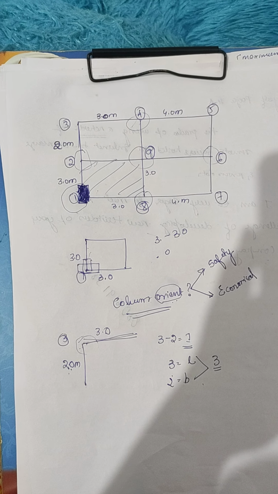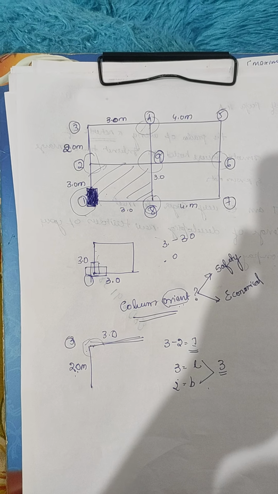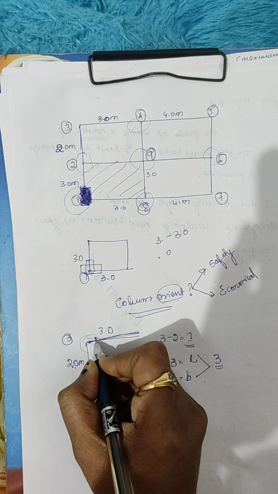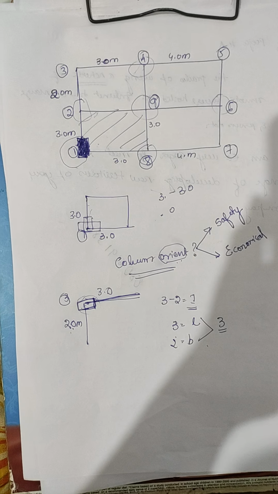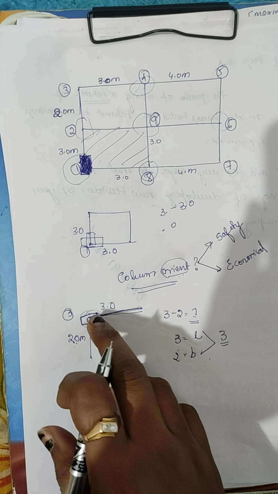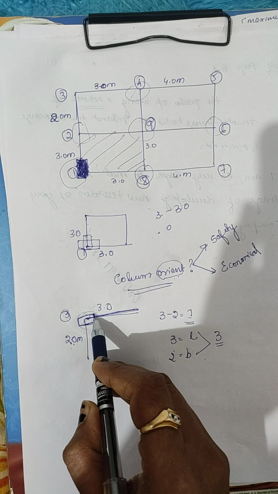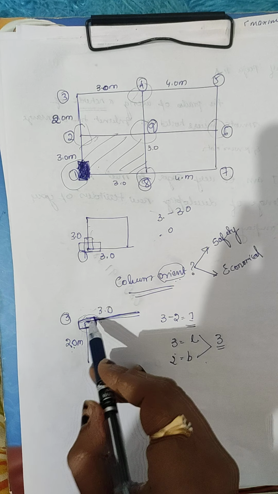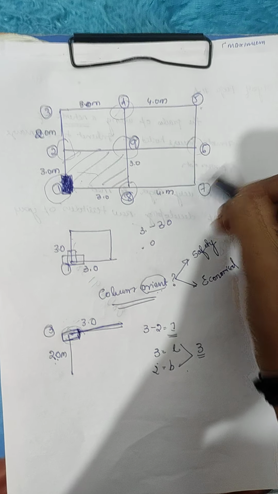We should orient the column in such a way that the shorter side of the column is perpendicular to the longer length. This is your longer length. We should place the column like this. The reason is that the shorter side will resist more load compared to the longer side of the column. The longer side is prone to buckling and will easily buckle. The shorter side takes some time and adjusts to the environment, so the shorter side should be placed perpendicular to the longer length. This is how we decide the column at the corners.